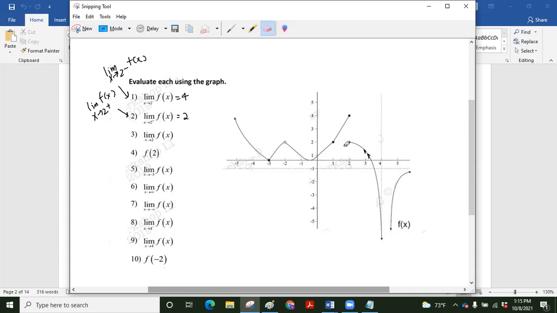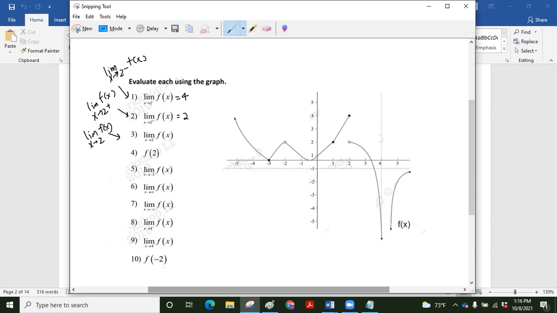And the third question asks us, what is the limit as x approaches 2 of f of x? So it's not specifying from the right or from the left, which means that we have to check both the left and the right hand limits. And if they don't match, then we're going to say that the limit does not exist. But if they do match, we're going to say that the limit exists at whatever they matched at.